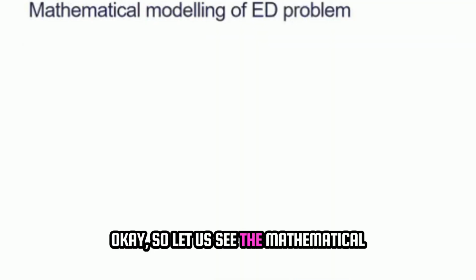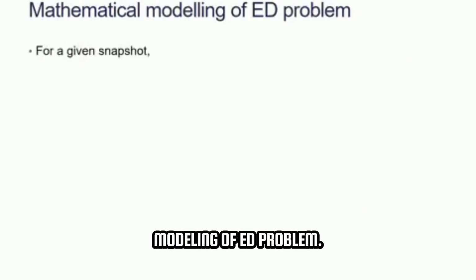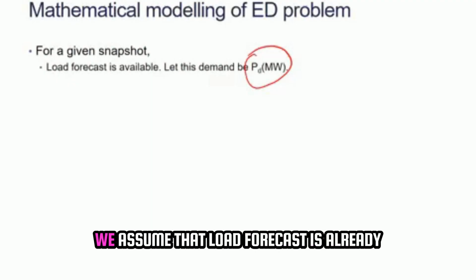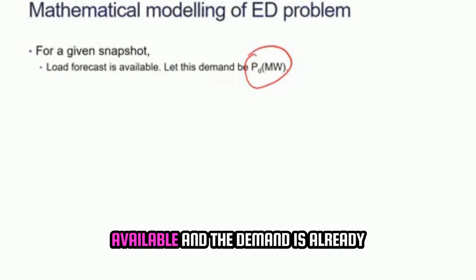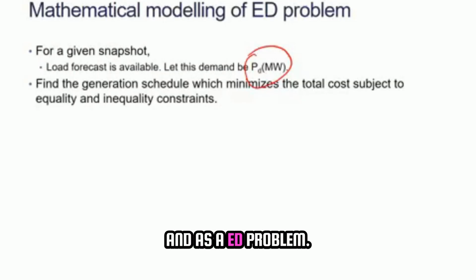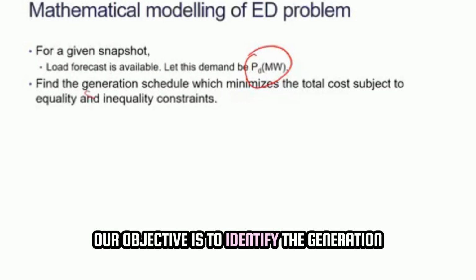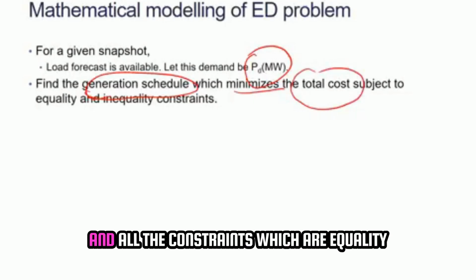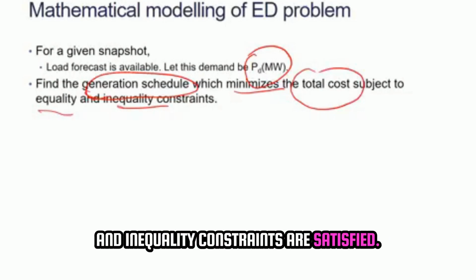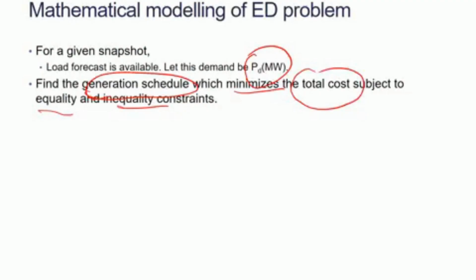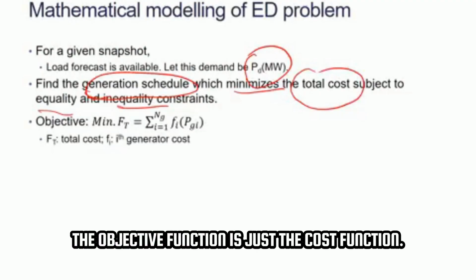Okay, so let us see the mathematical modeling of the ED problem. In the ED problem, we assume that the demand is constant. We assume that the load forecast is already available and the demand is already available with us in megawatts. As an ED problem, our objective is to identify the generation schedules such that the total cost is minimum and all the constraints, which are equality and inequality constraints, are satisfied. So from the economic dispatch point of view, the objective function is just the cost function.